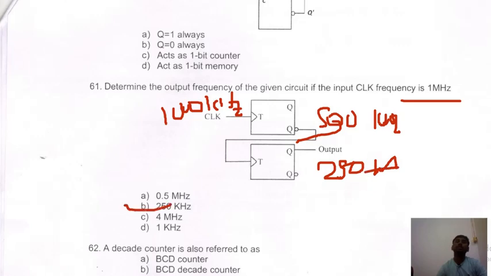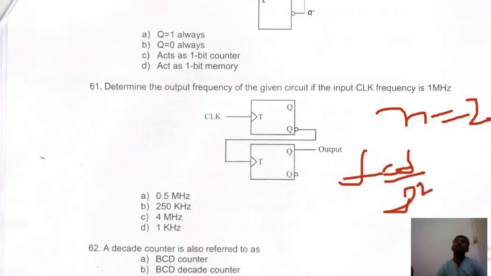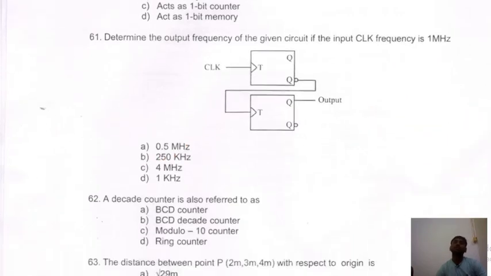Option is B. Now according to the formula I told, if n number of flip-flops where n equals 2, output should be f equals total frequency divided by 2 to the power n, which is 2 to the power 2, not 2 to the power 4. So 1 megahertz divided by 4 will come 250 kilohertz. So understood, each flip-flop will divide the frequency by 2, and cumulatively n flip-flops divide by 2 to the power n. Okay, I think understood. So the option is 250 kilohertz.